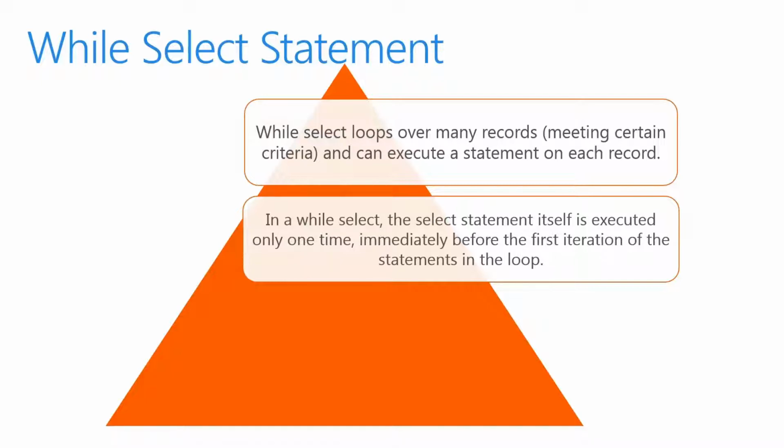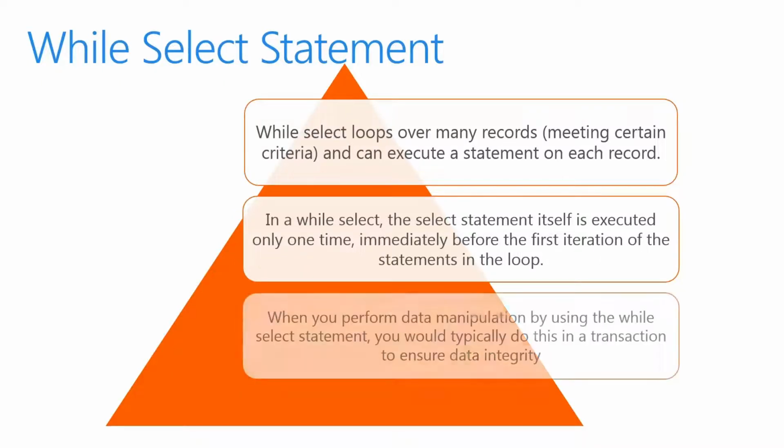In a while select statement, the statement itself is executed only one time, immediately before the first iteration of statements in the loop. Also, any Boolean expressions, such as iCounter is less than 1, added to the while select statement are tested only one time. This differs from how the while statement behaves in languages such as C++ and C#. So for example, in X++, we have different loops that could iterate more than one time.